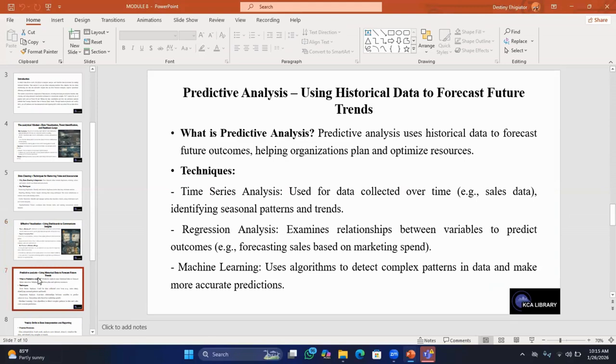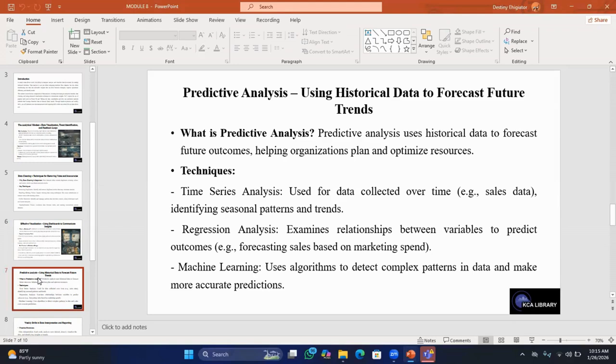Then let's look at predictive analysis, using historical data to forecast future outcomes, helping organizations plan and optimize resources. Now, what are some of the key techniques here? We have the first, which is time series analysis. This is used to collect data over time, for example, sales data from the sales department. They usually identify seasonal trends and patterns over time.